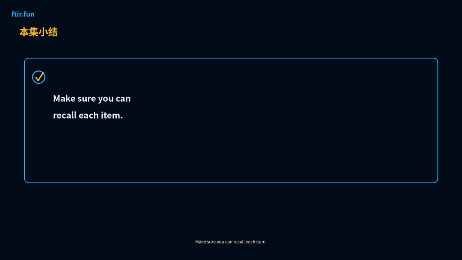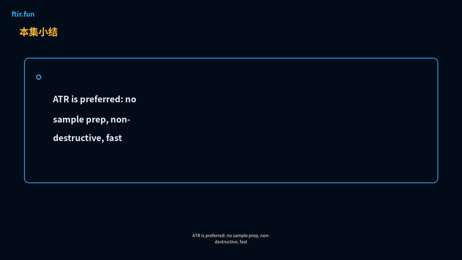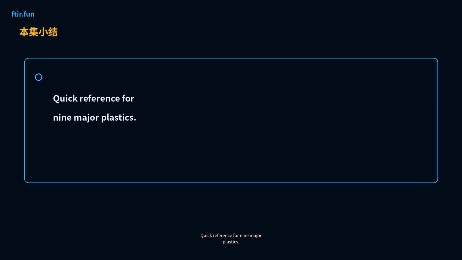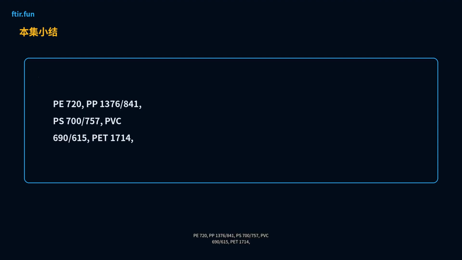Finally, the drill checklist. Make sure you can recall each item. Key points. Plastic FTIR identification: ATR preferred. No sample prep, non-destructive, best. Quick reference for nine major plastics.